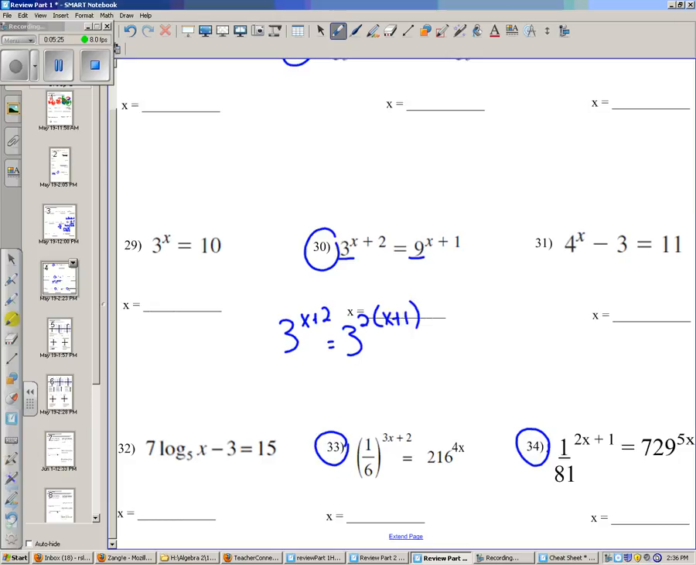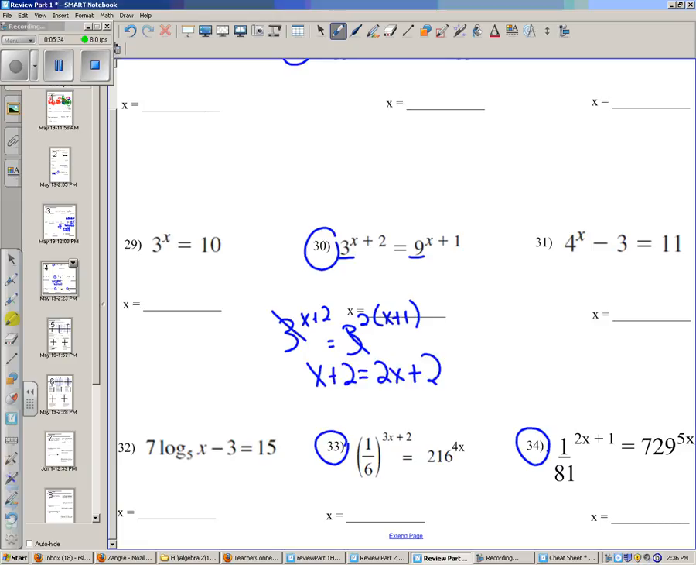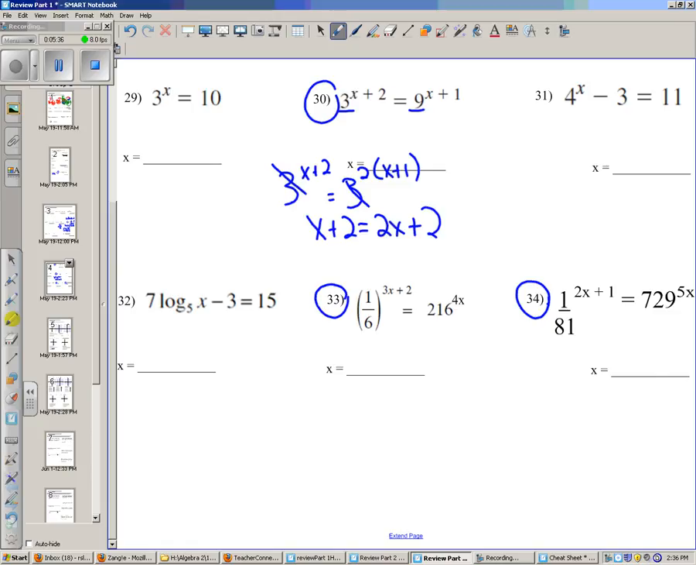Now that the bases are the same, I'm going to ignore the 3's and focus on the exponents. I'm going to go ahead and distribute the 2 in, and now I just have to get x by itself. So bring this x to join the 2x, that's x. Bring this 2 over here to join the 2 by subtracting. When I'm done, my answer is 0.